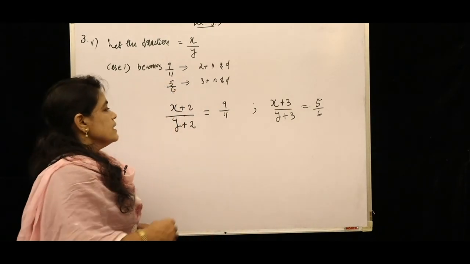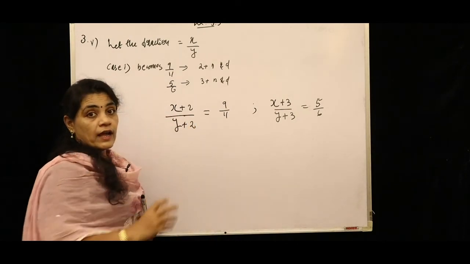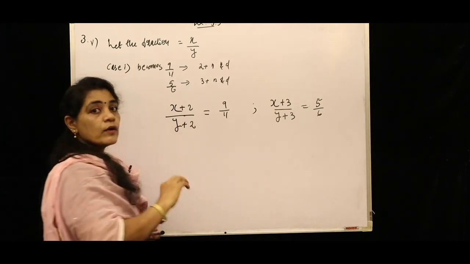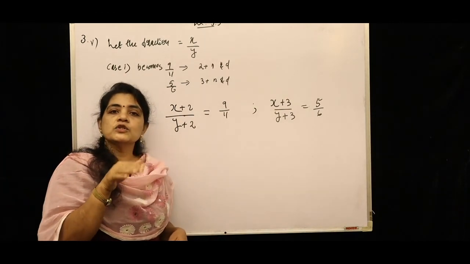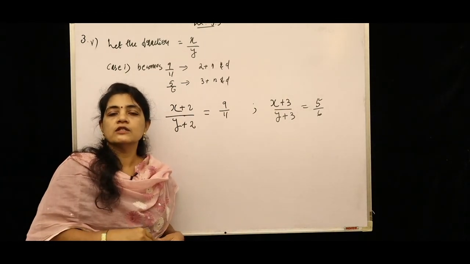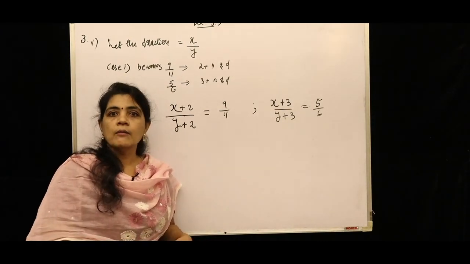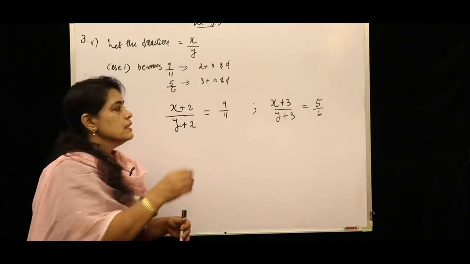Yes children, here both sides are in fraction form. And if we have a denominator, how can we convert this into a simple equation without a denominator? How can we write this without a denominator? By cross multiplication.